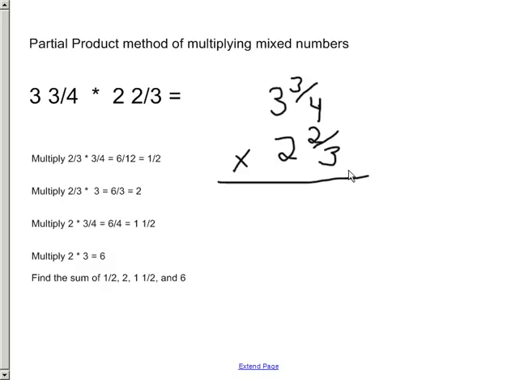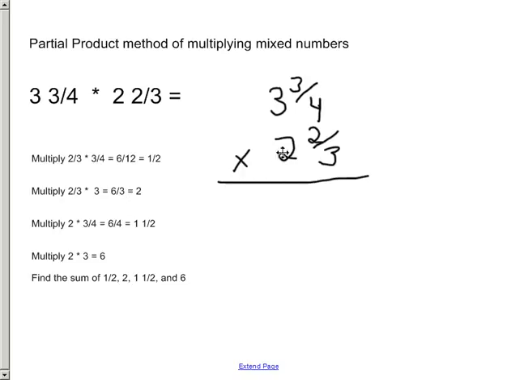If I multiply 2/3 times 3/4, multiplying my numerators, 3 times 2 is 6, 4 times 3 is 12. 6/12 can be simplified to 1/2. Then I'm going to multiply 2/3 times 3. Remember, I can make 3 into a fraction by making it with a denominator of 1. 3 over 1 is still 3, but I've made it a fraction. So when I do that, I multiply 2 times 3 is 6. 3 times my denominator of 1 is 3. 6 over 3 equals the whole number 2.